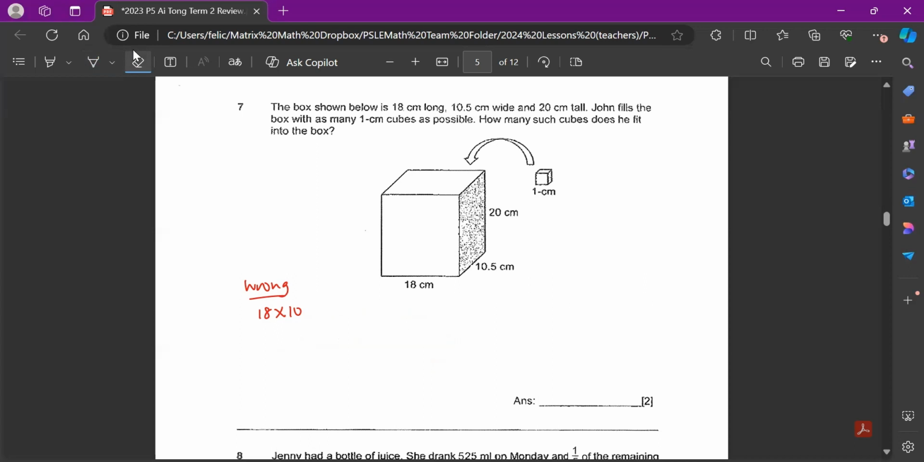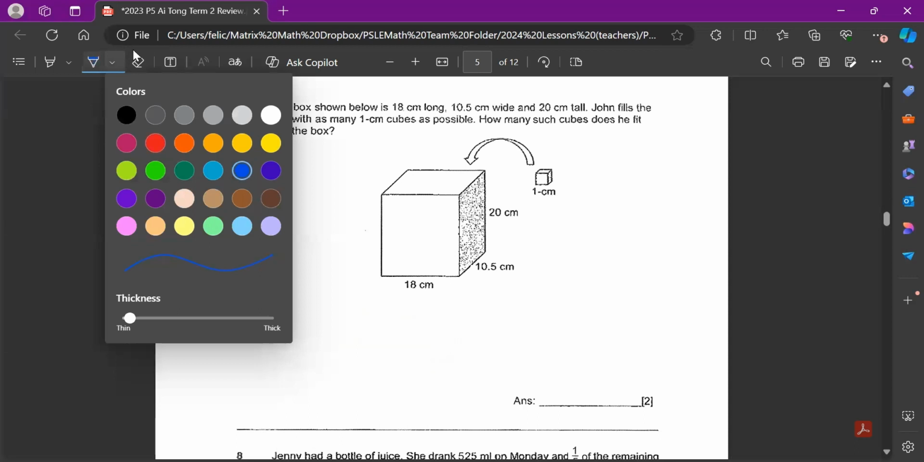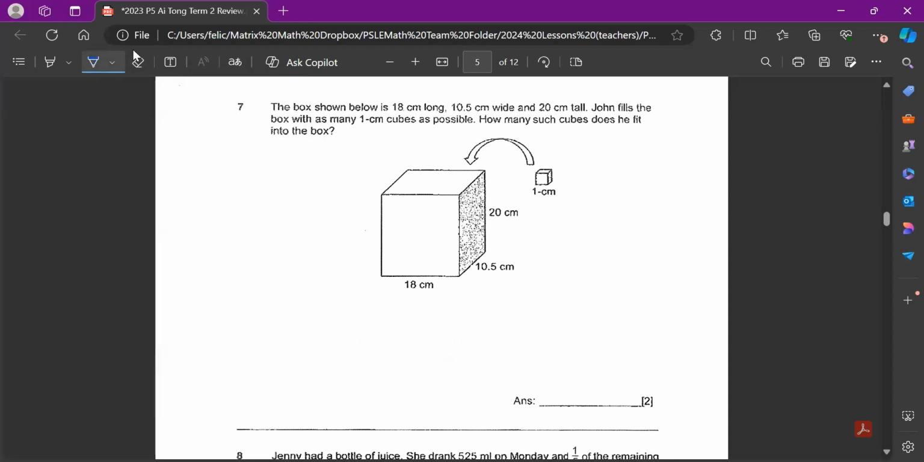I'm going to erase this. Okay, so how to work along that idea that I mentioned? In this case, we do this grouping concept. When I say grouping concept, what I'm trying to do is, along the length, I want to try to fit many of these small cubes. So you see what I'm drawing here. My drawing is not perfect, but I hope you get my point here.